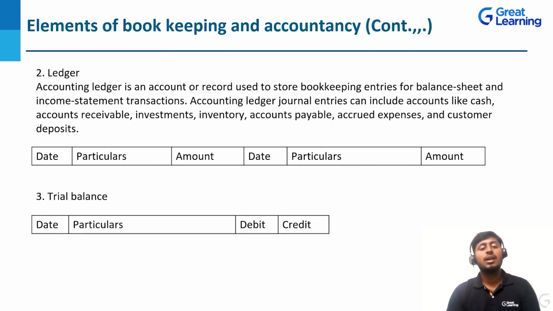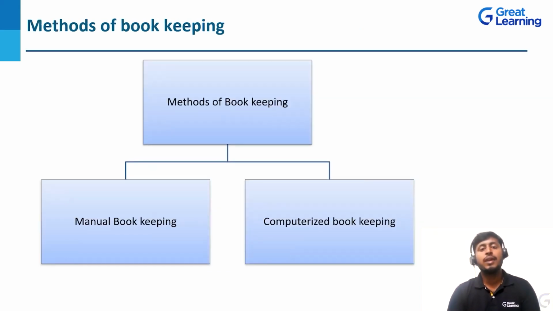And next, ledger. The meaning and format of ledger we have discussed, and trial balance, the format of trial balance also we have discussed. Next, methods of bookkeeping. We have two different methods of bookkeeping, that is manual bookkeeping and computerized bookkeeping. That is the traditional method and the modern method.